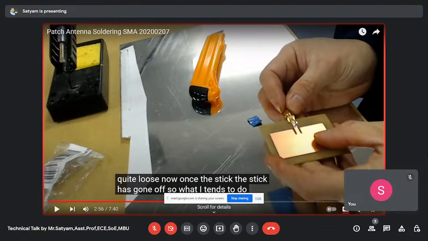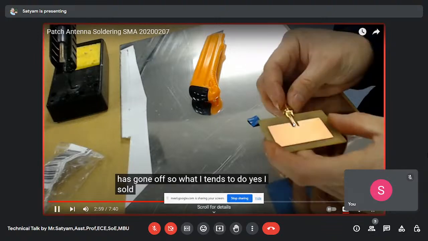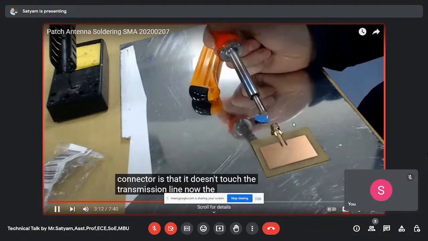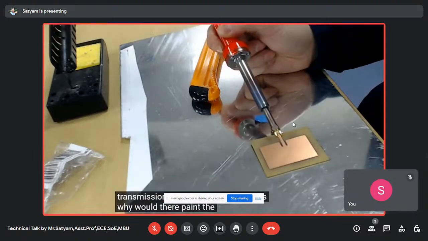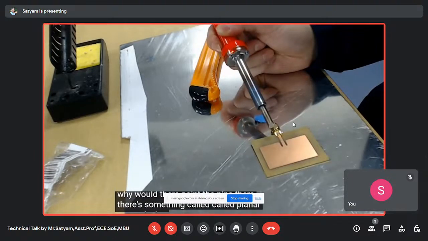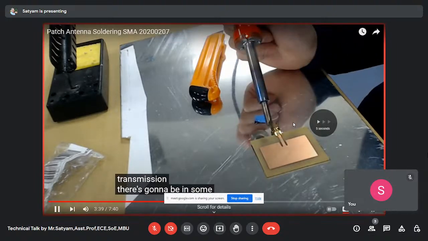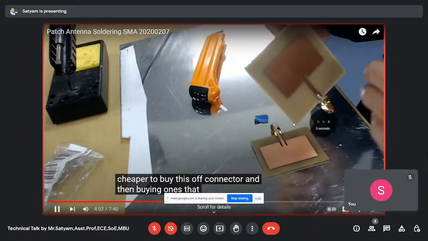What I do is solder the top first. Make sure of the transition line. Now, the other thing is why there would be pins there. There is something called a coupling transmission line, where this side here is also metal.